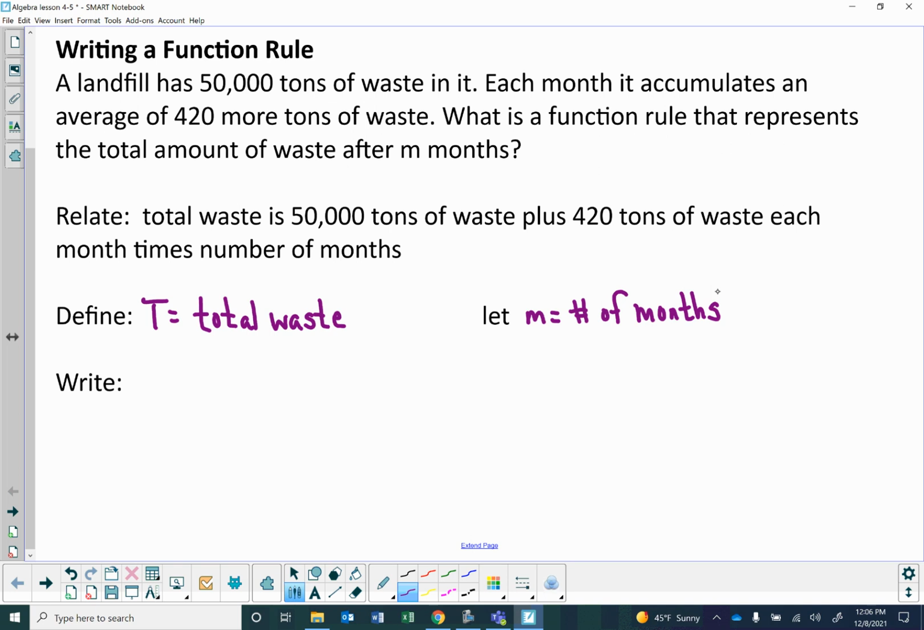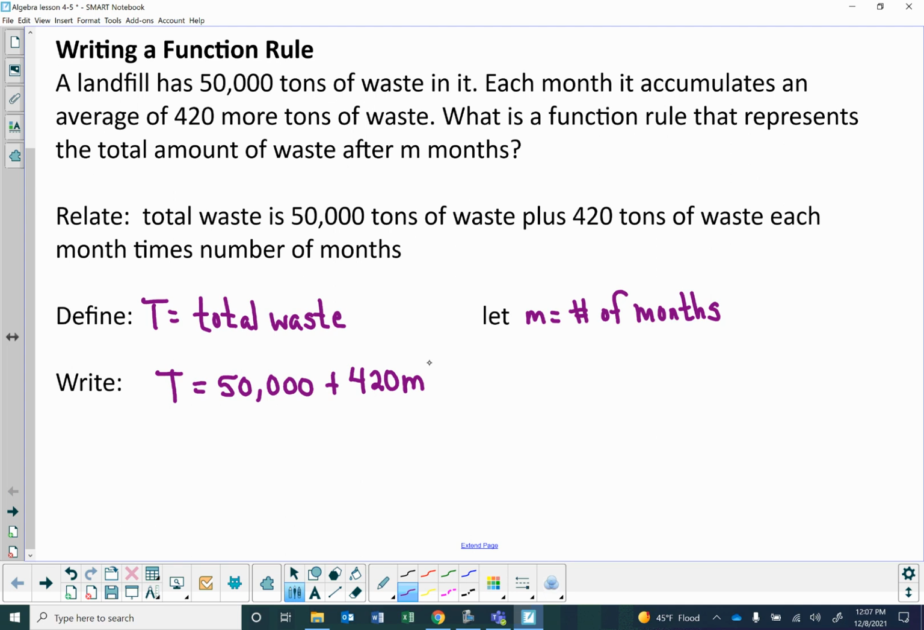Since we know that the total waste is 50,000 tons of waste plus 420 tons of waste each month times the number of months, our total waste will equal our 50,000 tons of waste that we already started with plus 420 tons of waste per month times the number of months. So it ends up to be t equals 50,000 plus 420m. So there is a function rule for that specific real-world problem.